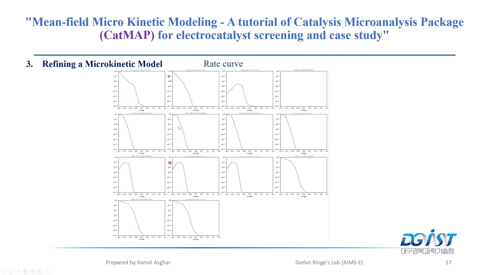And this is a rate curve. The script is also given in their tutorial. You don't need to be worried about that. Just run your script and you can get different rates for different species.